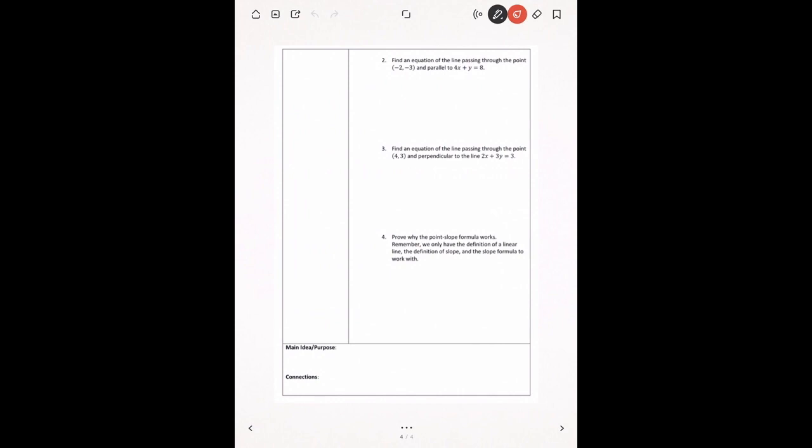Now notice that they tell me that whatever line I come up with, it better be parallel to 4x + y = 8.